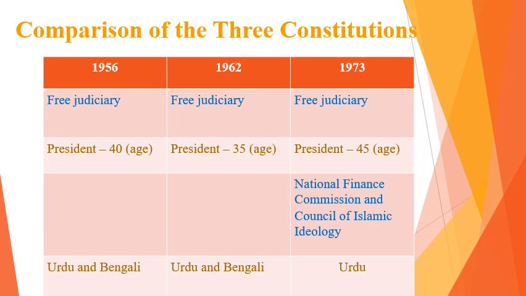Besides, the establishment of institutions in the form of the National Finance Commission. The National Finance Commission is composed of the Federal Finance Minister and Provincial Finance Ministers who will discuss the resources, the wealth distribution regarding the different provinces. And the Council of Islamic Ideology, with the purpose that the ulama should observe whether the rules made in Pakistan are according to the Islamic ideology or not.